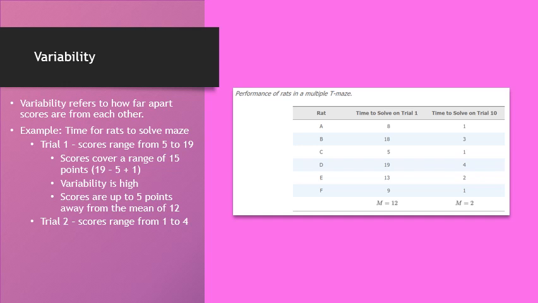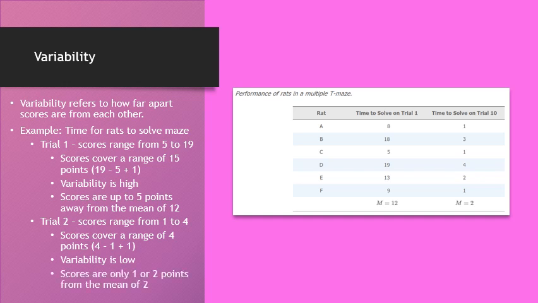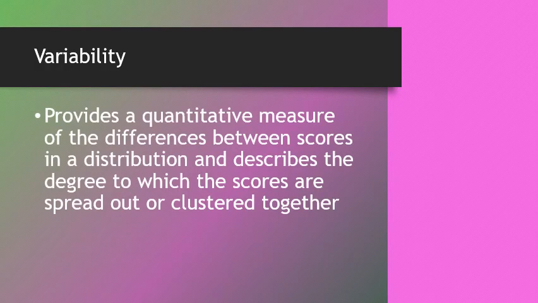The scores range from 1 to 4. The scores only cover a range of 4 points. And again, the shortcut is just the biggest minus the smallest plus 1. So you get 4 points. Variability here is very low. The scores are only 1 or 2 points away from the mean. All right, let's look at more about variability.